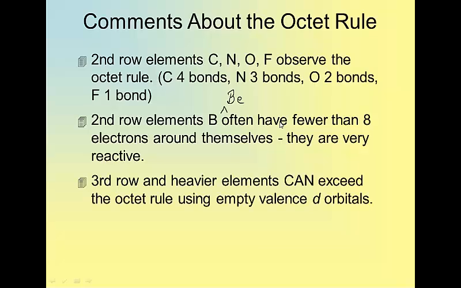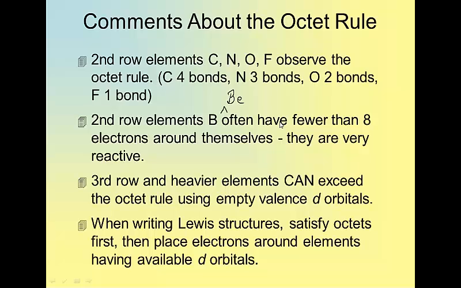Third row elements and heavier can exceed the octet rule by using those empty valence d orbitals. So your phosphorus, your sulfur, your chlorine, your bromine, your iodine, etc. They can have more than 8, and usually just up to 12.